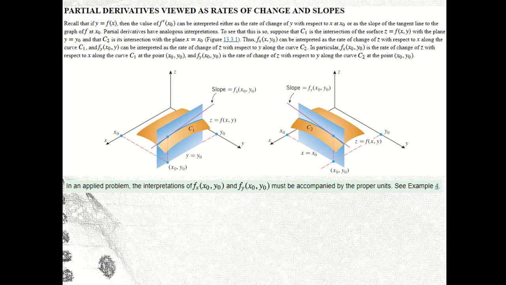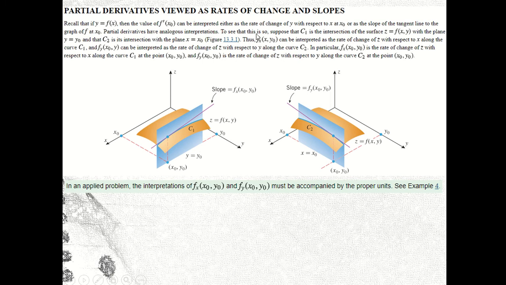Let's continue our discussion on the partial derivatives. So we have here the partial derivatives viewed as rates of change and slopes. Recall that if y is a function of x, then the value of f prime of x sub 0 can be interpreted either as the rate of change of y with respect to x at x sub 0 or as the slope of the tangent line to the graph of f at x sub 0. Partial derivatives have analogous interpretations.